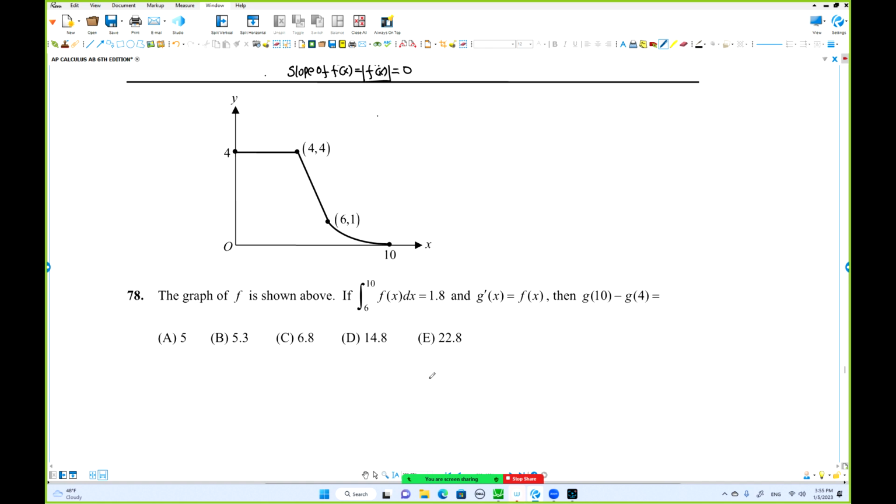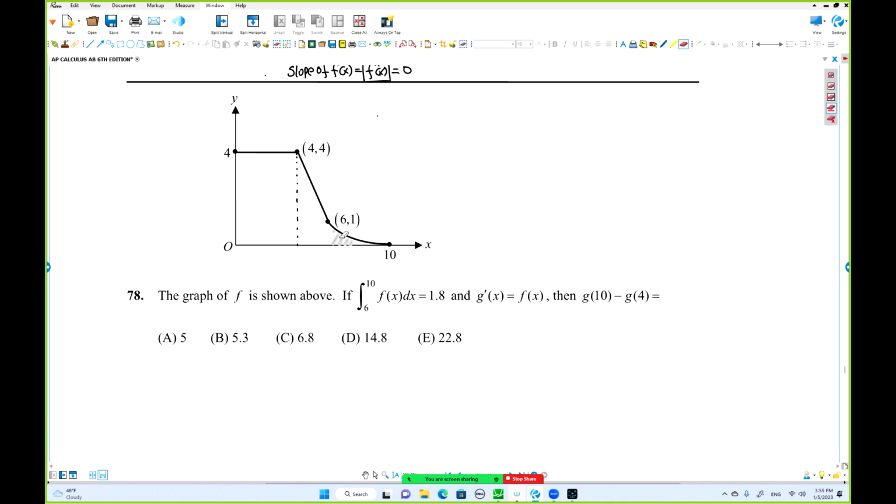Number 78, we have a graph. From 0 to 4, there is a constant, right? The slope is 0, a constant function. After this, the slope is negative. After 6, it goes down exponentially, and finally at x equals 10, that is 0. We have 3 piecewise functions. And the area under this curve from 6 to 10 is actually equal to this area.